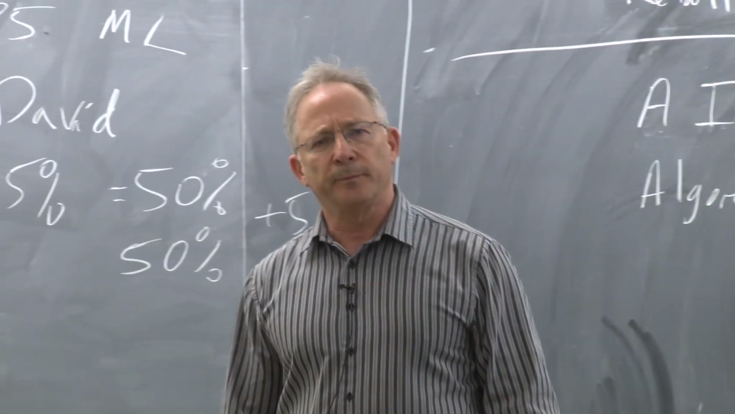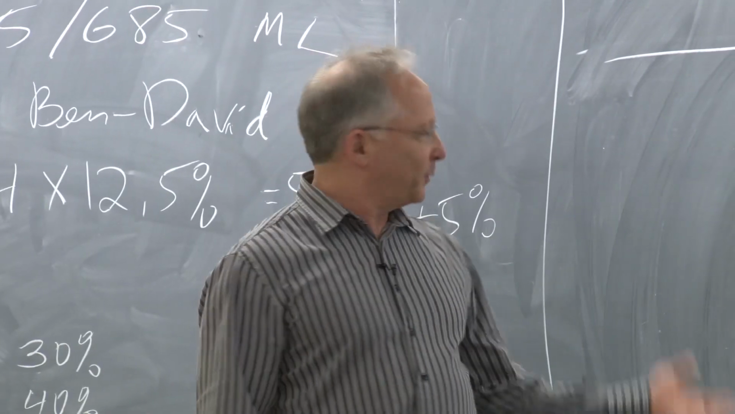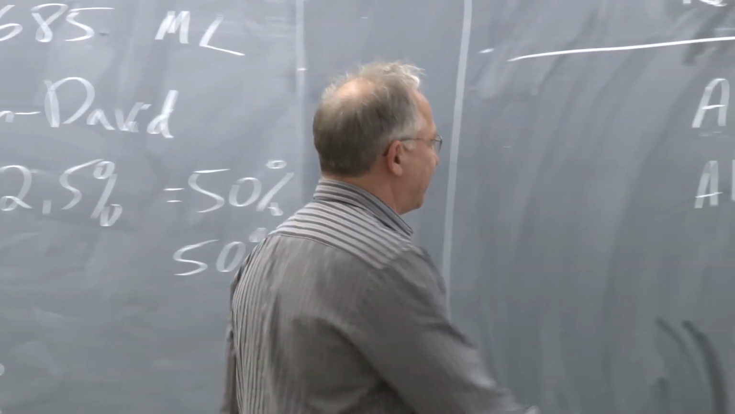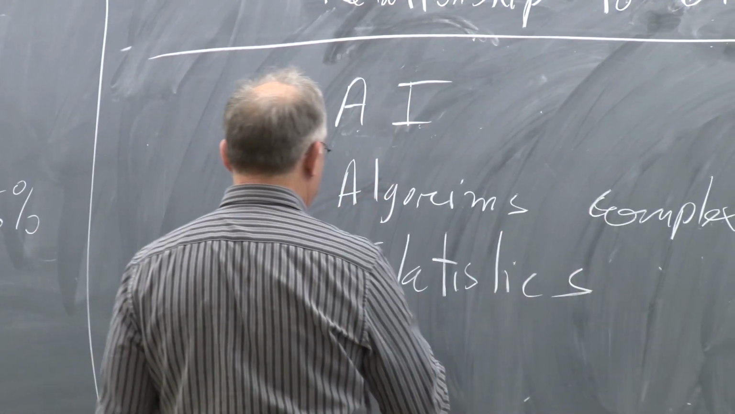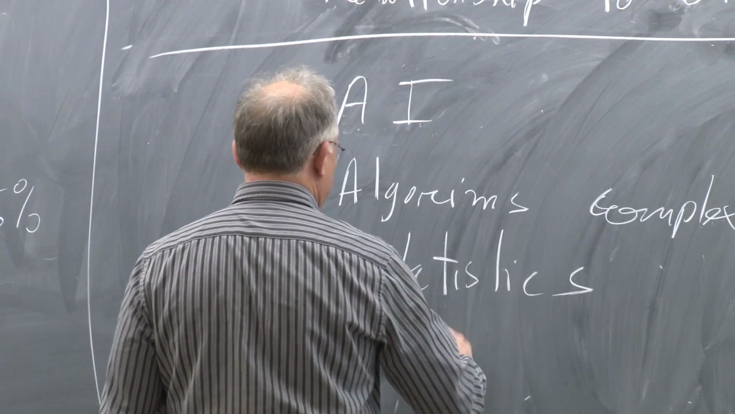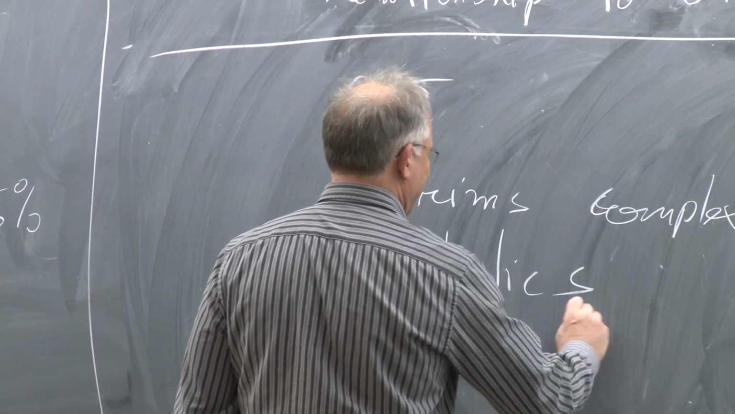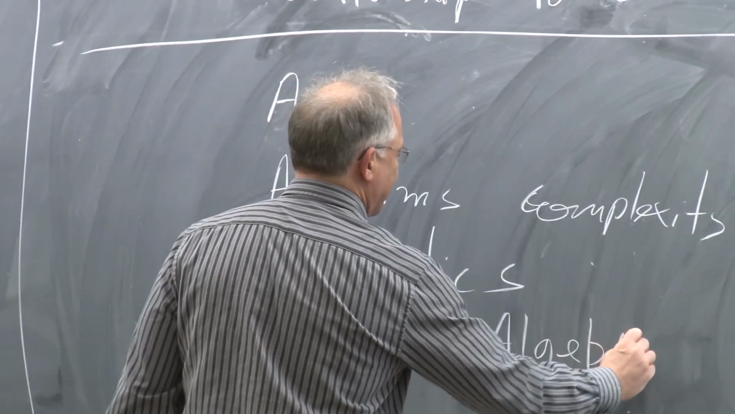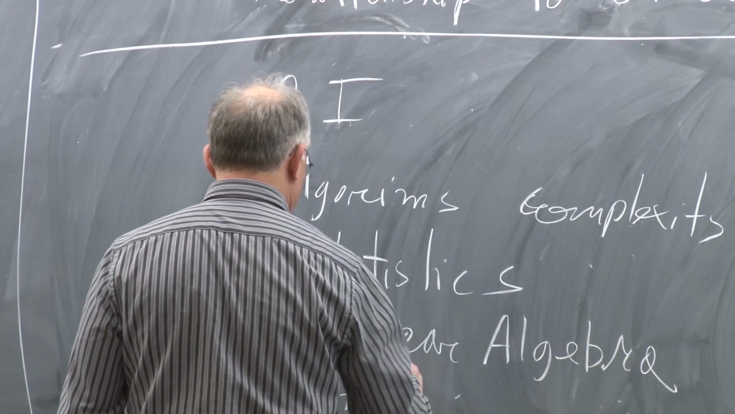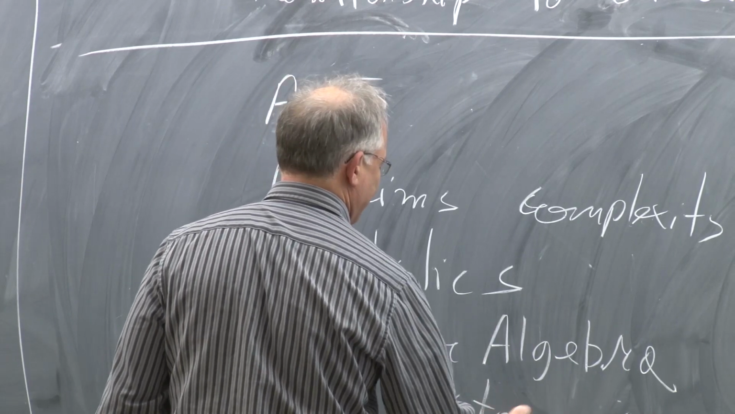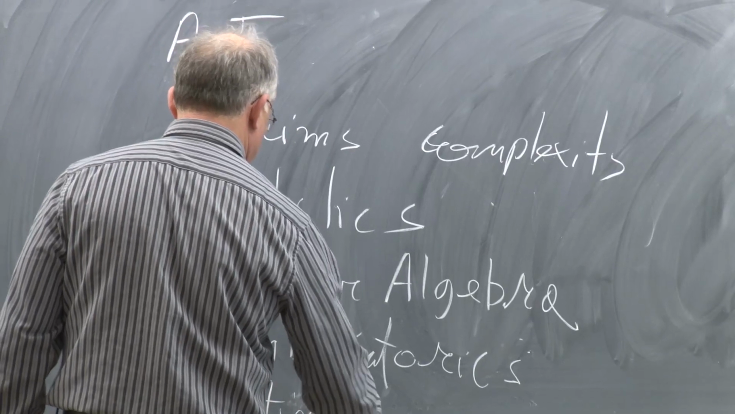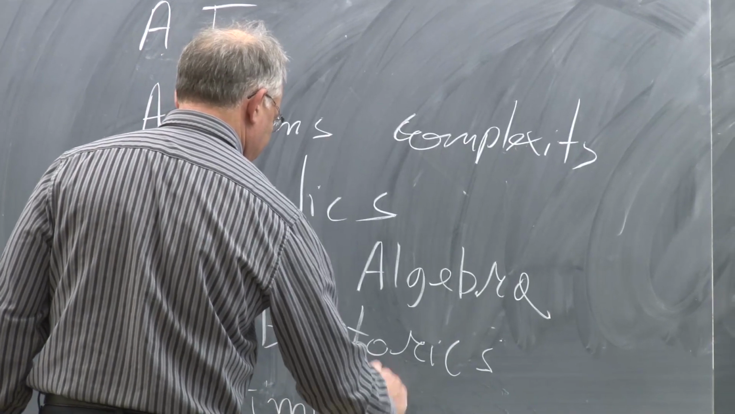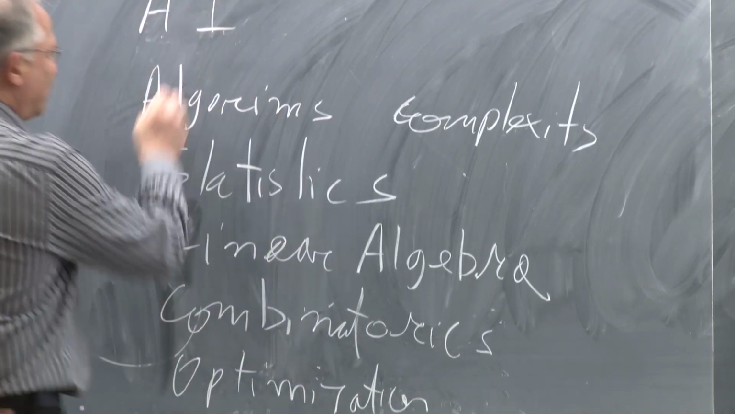Yes? What kind of math are we going to use? Is it like more stats? Yeah, so that's what I'm going to talk about. Statistics is relevant. We are going to use some linear algebra. We're going to use combinatorics and some optimization. But, okay, before you get scared, we're going to use components from each of those.